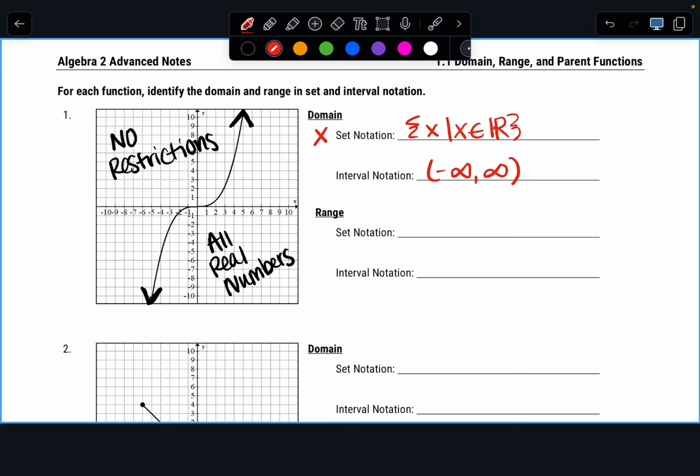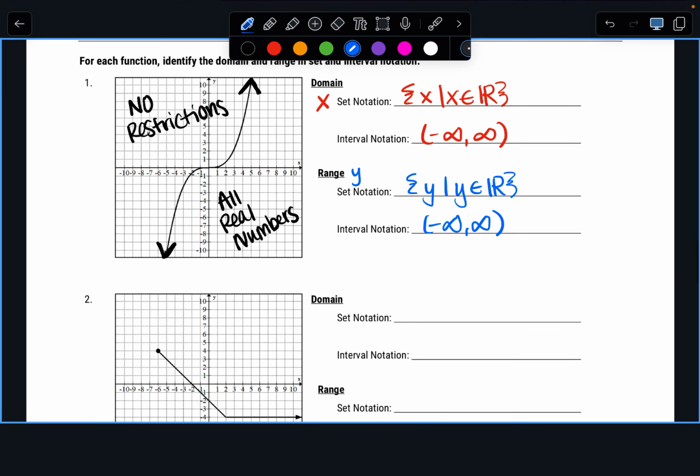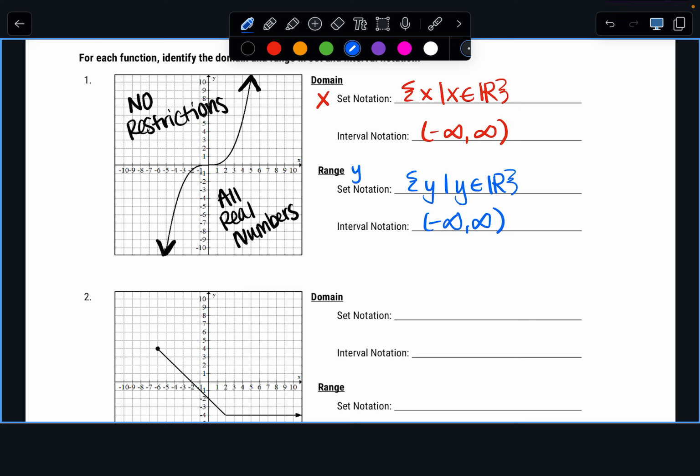So I know for this graph, no restrictions, all real numbers. If I had another graph that was facing a different direction, but it was two arrows going off and I had no restrictions, I would write the domain the exact same way. The only difference for range is we're going to change the variable to be y. Y, negative infinity to positive infinity. So if you ever get a graph, and you will, you'll see different parent functions that don't have any restrictions at all. You write the domain and range the exact same way.